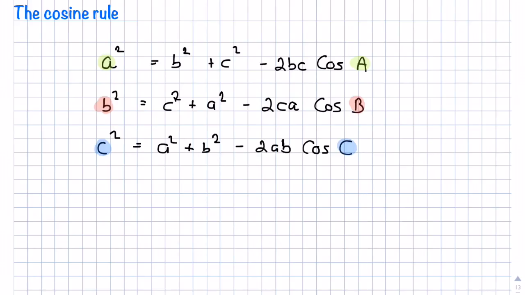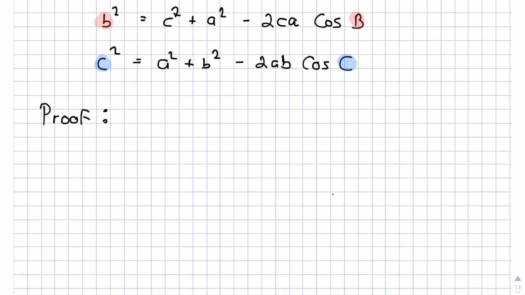And just like in the sine rule, you are required to know a proof. So what we're going to do now is have a look at a proof for this cosine rule. So once again, we're going to draw a triangle.